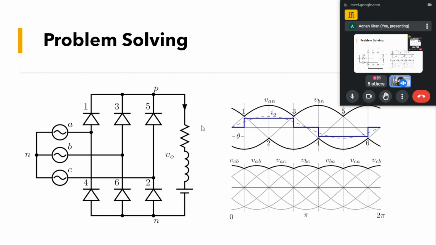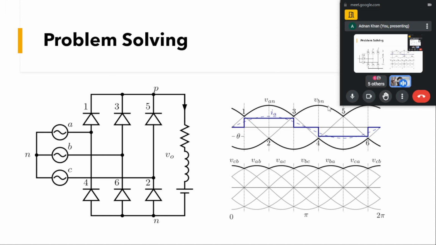So from this portion 1 to 3, VAN is higher than VBN and VCN. So in this portion 1 to 3, diode 1 will start conducting, because the potential of phase A is higher than B and C.